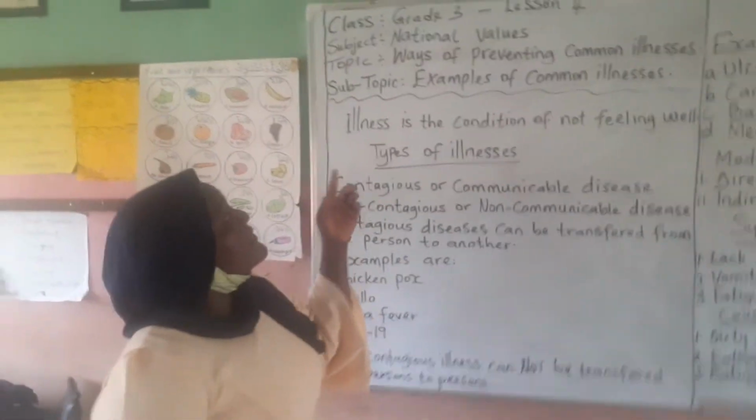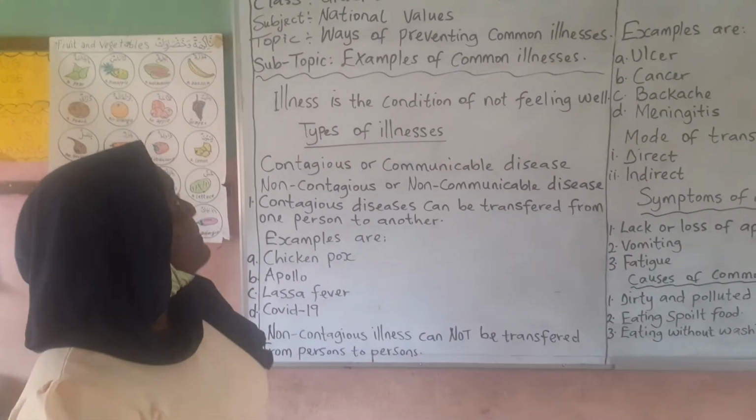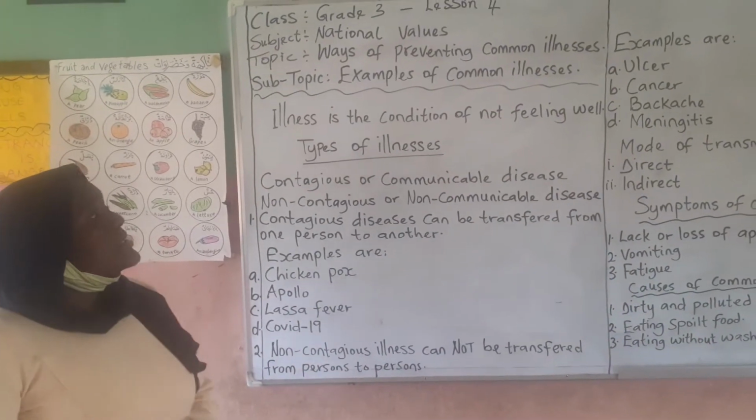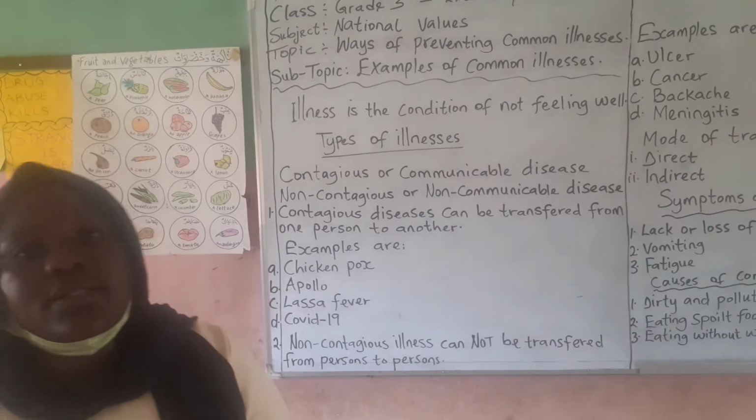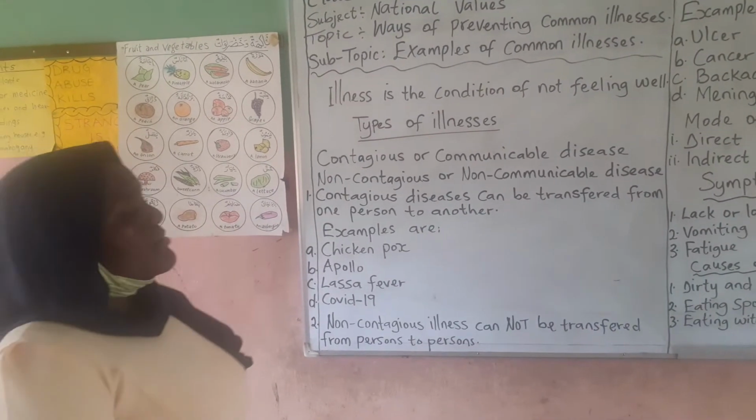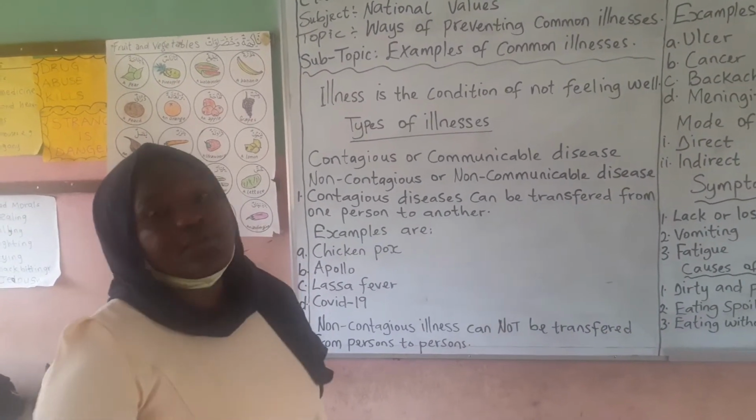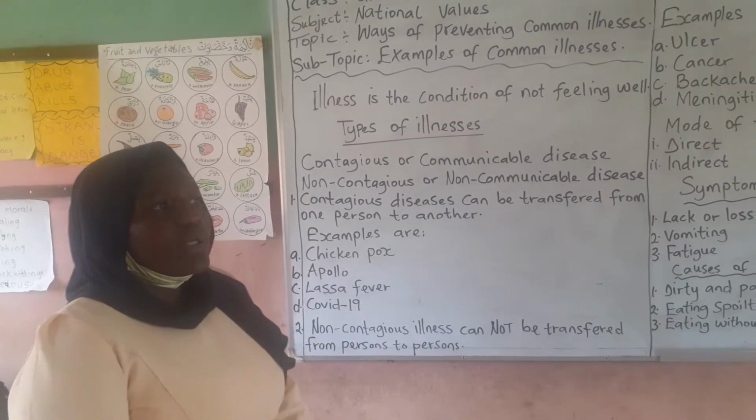This is lesson 4 of our national value for 3rd term. And today's topic is ways of preventing common illnesses. Subtopic: examples of common illnesses. We know what illnesses are.